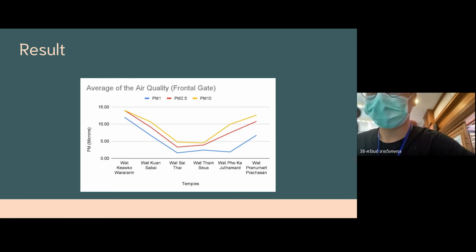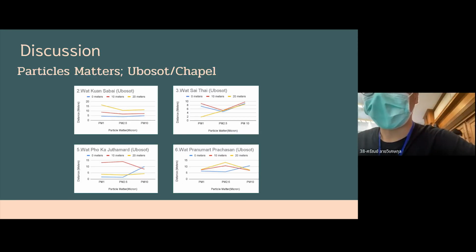Discussion. From the graph, we can see that the assumptions are not based on the collected data. In the hypothesis, the PM must be directly proportional to the distance. The more the distance from the Ubosot increases, the PM value must also increase. But there are only two graphs that show the result according to the hypothesis. The error value that comes from the data, after seeing the graph, is that for the Ubosot in some temples, candles were lit inside, and during the COVID situation the Ubosot was not open to participate in activities.